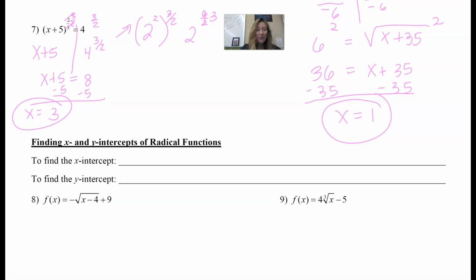Wonderful. So now how can we find x and y intercepts of radical functions? Let's take a look.